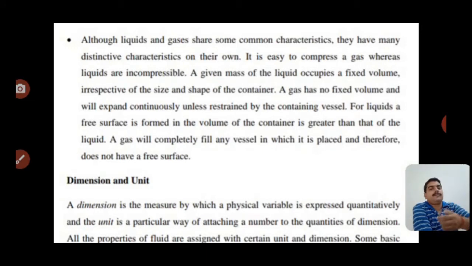A given mass of liquid occupies a fixed volume irrespective of the size and shape of the container. If we take fluid in a circular container, the fluid takes a circular shape. If the fluid is put in a circular pipe, it fills up the pipe. Therefore, fluids take the shape of the pipe they occupy.